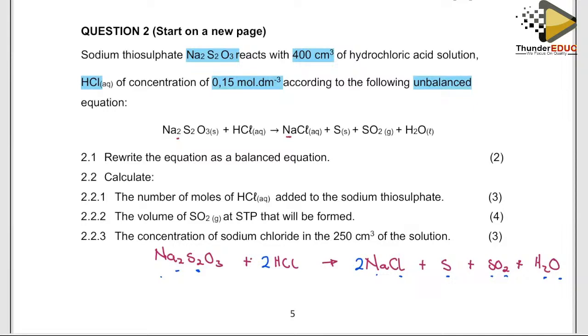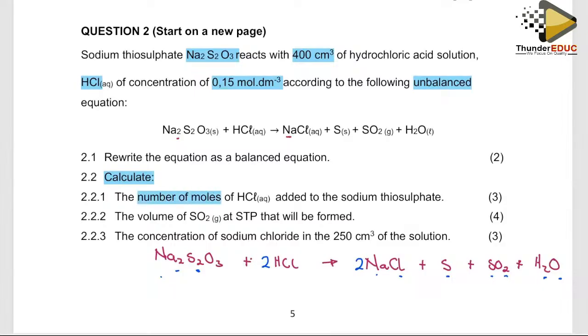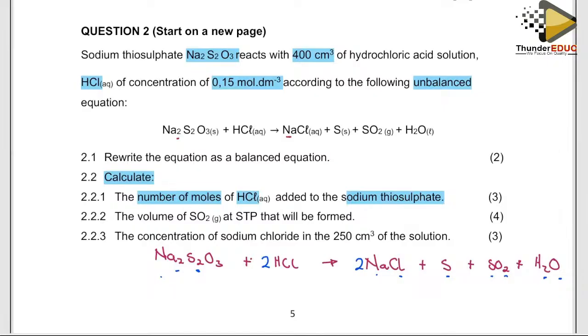So now we proceed to question 2.2, which says calculate the number of moles of HCl. So we're looking for the number of moles of HCl added to sodium thiosulfate. So in terms of this, now we're actually going to say, what are we given according to this data? This is the volume. So 400 there is going to be the volume. Let me just say data on this side there. This is the data that we're having there.